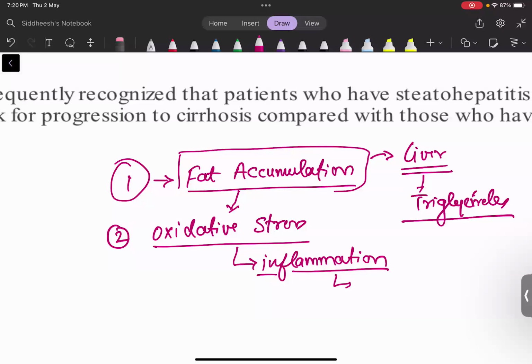This results in steatohepatitis. So the first part is classic NAFLD. The second part is steatohepatitis: fat plus inflammation. Correct? And patients with steatohepatitis are more prone to progress to CLD than patients who have only the NAFLD part.